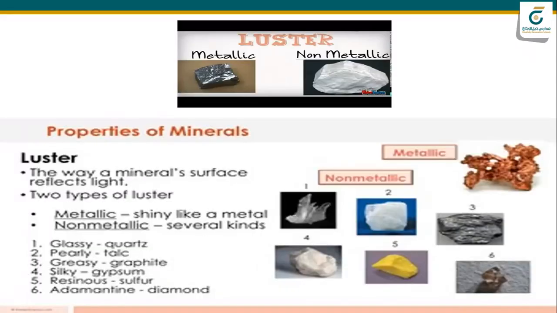The second property will be luster. Here in luster you have to know the definition of luster, which means the way a mineral's surface reflects light. If you look around, you may find some metals.